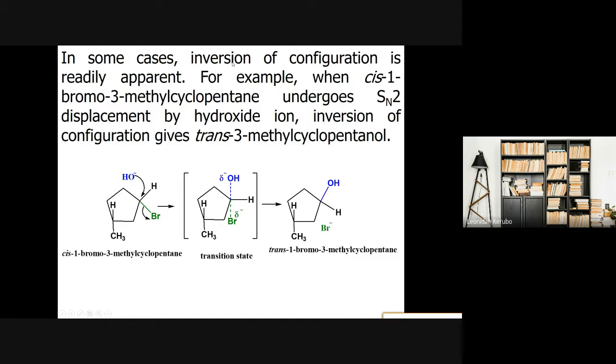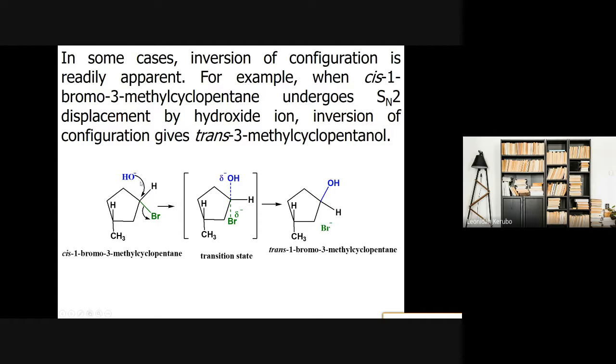In some cases, inversion of configuration is readily apparent. For example, when cis-1-bromo-3-methylcyclopentane undergoes SN2 displacement by hydroxide ion, inversion of configuration gives trans-3-methylcyclopentanol. So if you start with the cis-1-bromo-3-methylcyclopentane, then you have the hydroxide as a nucleophile, and this is a substrate. It's an alkyl halide, but a cyclic alkyl halide.